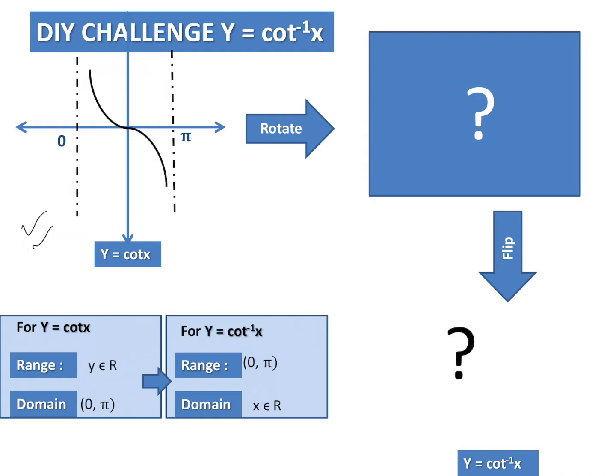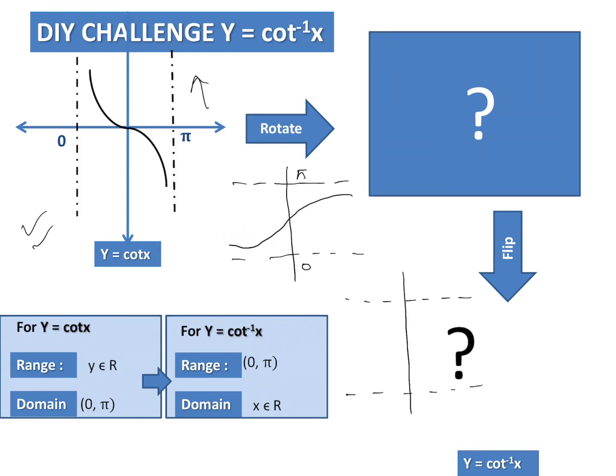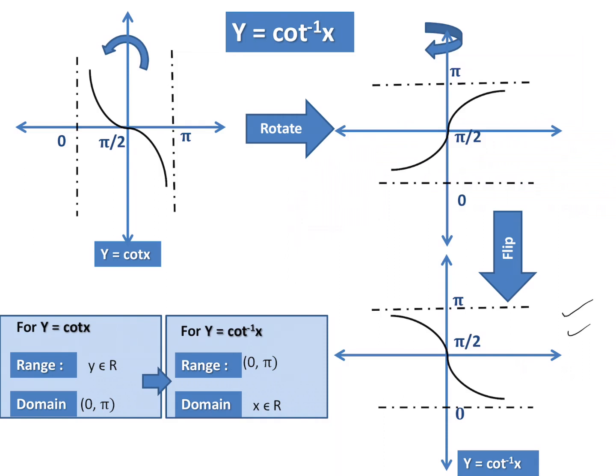So I hope you have already tried the graph. Let me draw for you. So when I rotate this graph in the anti-clockwise direction like this, on the y-axis we'll have two dotted lines. 0 will come here, pi will come here, and since the graph is rotated, we'll get something like this. And then when you flip it, the graph will look something like this. So 0 here, pi here. So this is the graph of cot inverse x. Easy? So on your screen you can see the final answer. Please match it with your answer. I hope you got the trick.